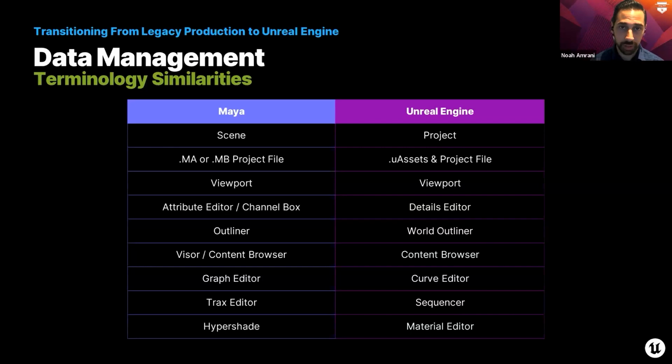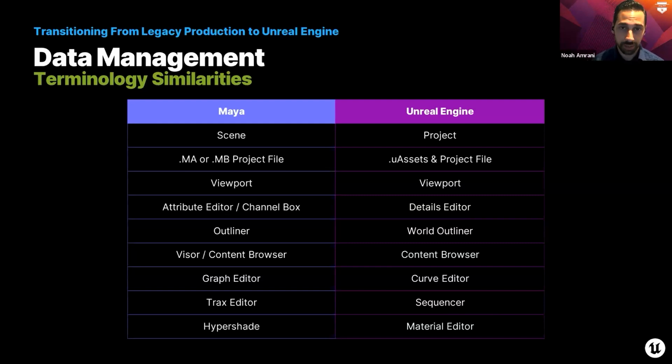Our outliner is where we see all the things within our scene file in Maya. But in Unreal Engine, inside of our project file or level, we'll be able to see things in our world outliner. We also have a visor or content browser inside of Maya. And just as I briefly showed you, there is that content browser inside of Unreal.